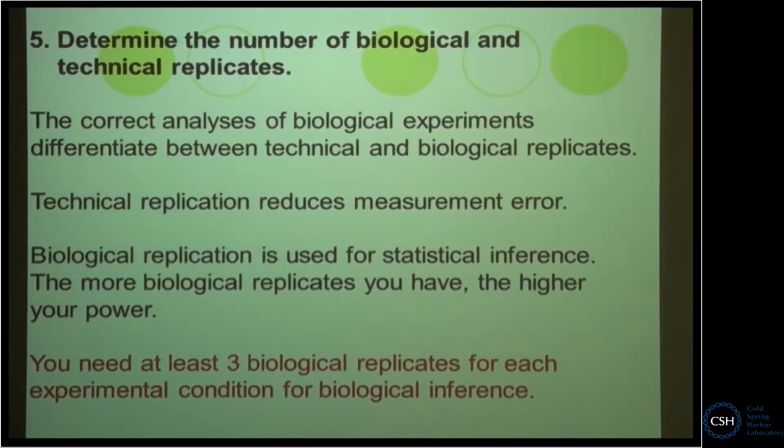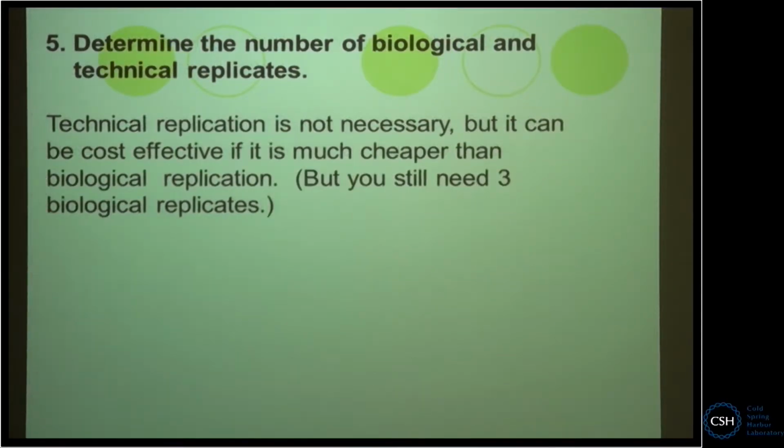For you people doing human studies, this is ridiculous, right? 3 is like, forget it, you should be doing hundreds. But for those of us out there in the biology world with much more limited funding, you see a lot of stuff out on the web with 2 biological replicates, but that's almost useless. Not quite useless, but almost. Technical replication isn't necessary, but it can be cost effective in some cases, but you still need biological replication. It does not replace biological replication.